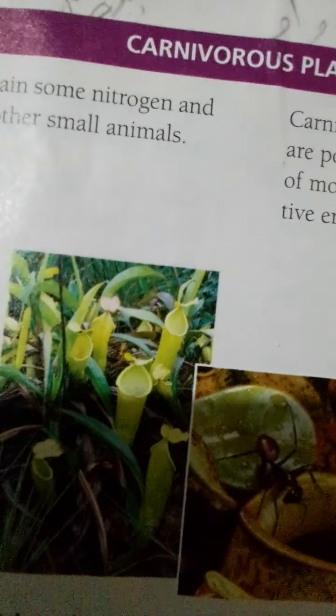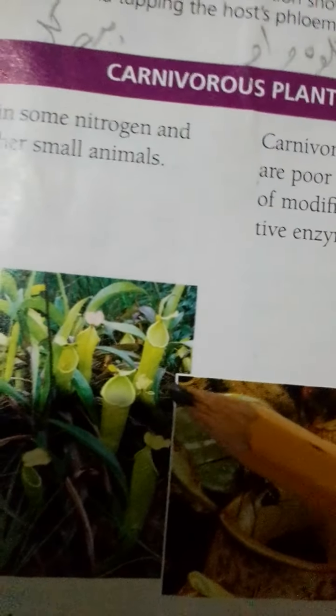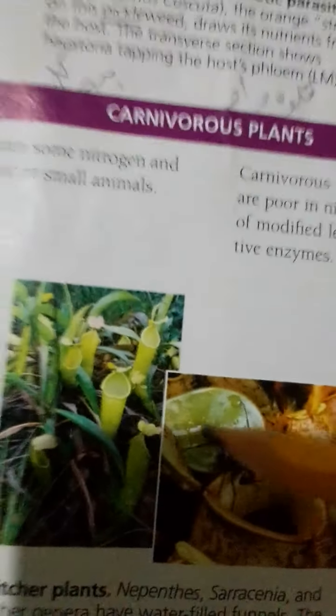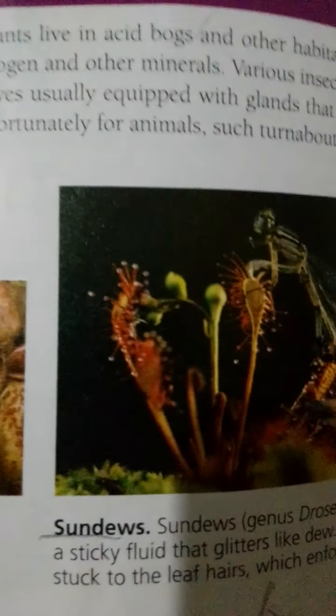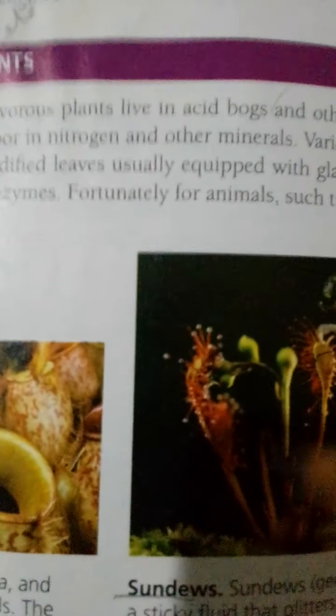Second one, pitcher plants. Nepenthes, Sarracenia, and other genera have water-filled funnels. The insects drown and are digested by enzymes, as shown here. And sundews, genus Drosera, exude a sticky fluid that glitters like dew. Insects get stuck to the leaf hairs, which enfold the prey.